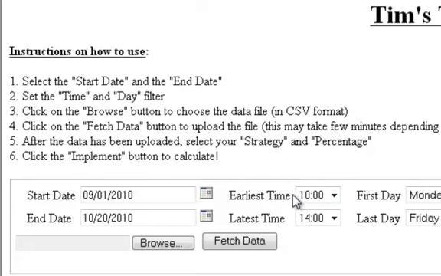It's 10 o'clock my platform time. Again, that's important that you know your platform time. So this is midnight to 4 a.m. my time. So it's 10 to 14, Monday through Friday.